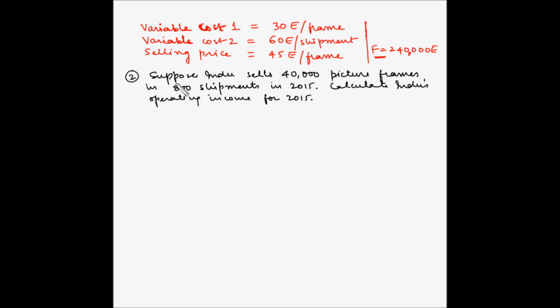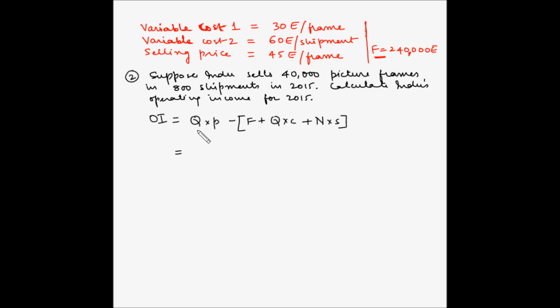So let's find out how much it will increase if we reduce the number of shipments to 800 instead of 1000. So the second part is, suppose Indu sells 40,000 picture frames in 800 shipments in 2015. Calculate Indu's operating income for 2015. So here, as compared to the first part, the number of shipments has reduced to 800, while the number of picture frames is still the same, that is 40,000. So we'll use the same formula that we used in the previous step. Operating income is equal to Q multiplied by small p minus F plus Q multiplied by small c plus N multiplied by small s.